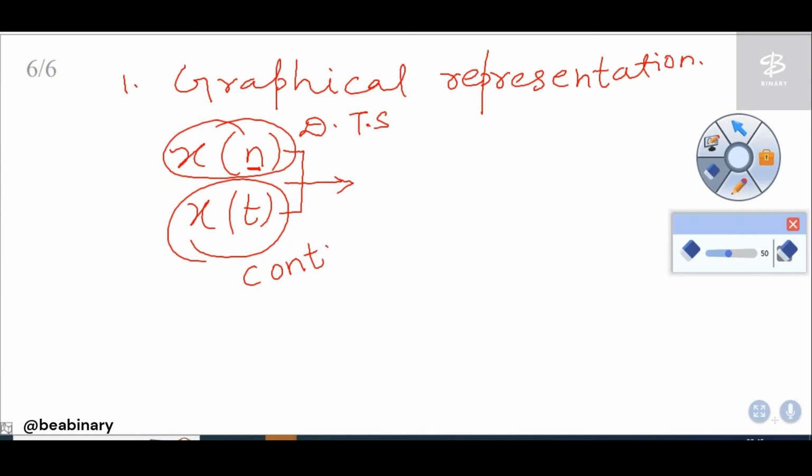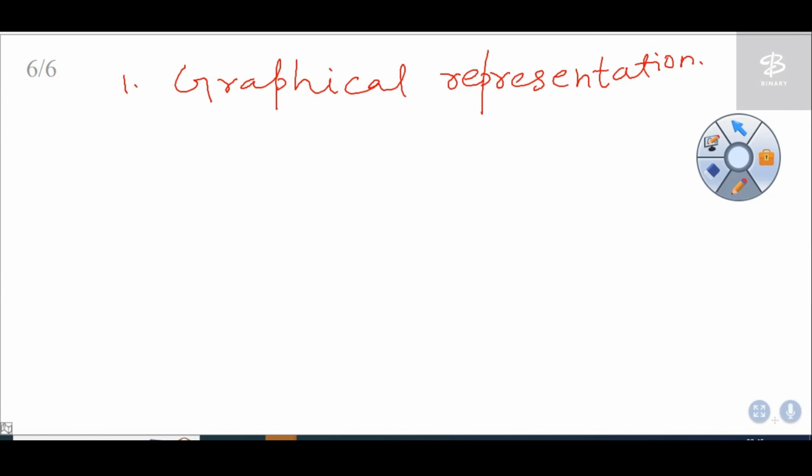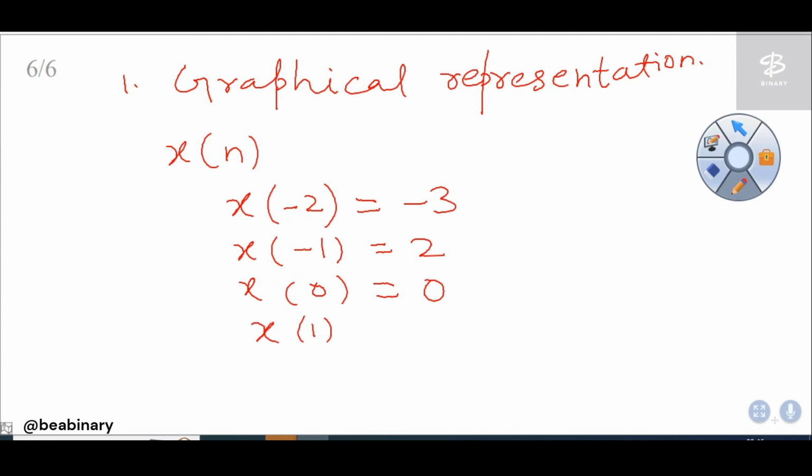So when we want to represent a signal x of n, I have a discrete signal x of n with values x of -2 equal to -3, x of -1 is equal to 2, x of 0 equal to 0, x of 1 equal to 3.